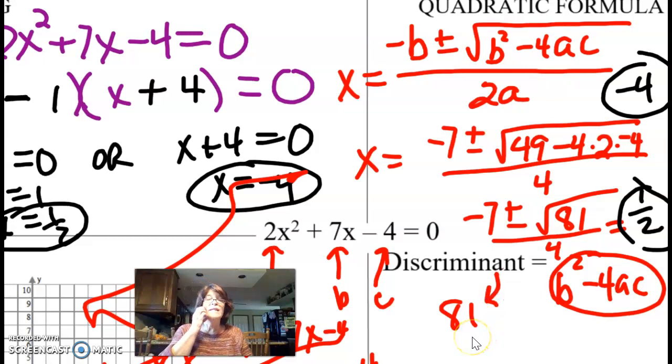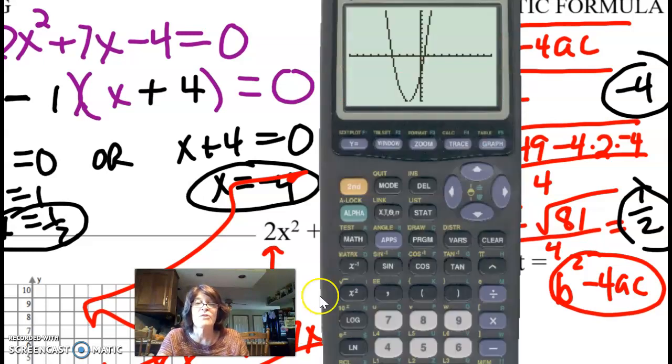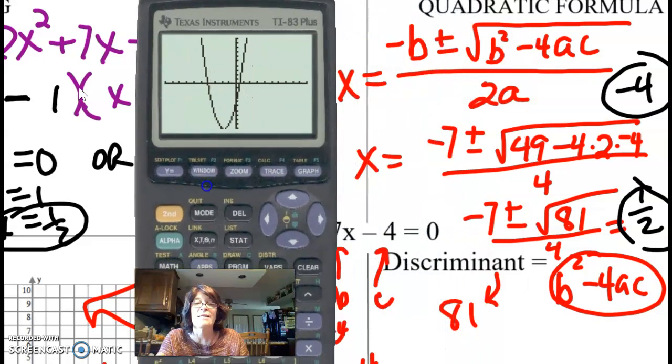What 81 tells me, as soon as I see that I have a perfect square as my discriminant, is that I know I can factor it. I know that my answers are going to come out rational because I can take the square root of 81. So I'm going to get a rational answer, which means I could have factored it if I wanted to. If you want to use the quadratic formula, that's fine with me. I just want you to be careful when you use it, guys.